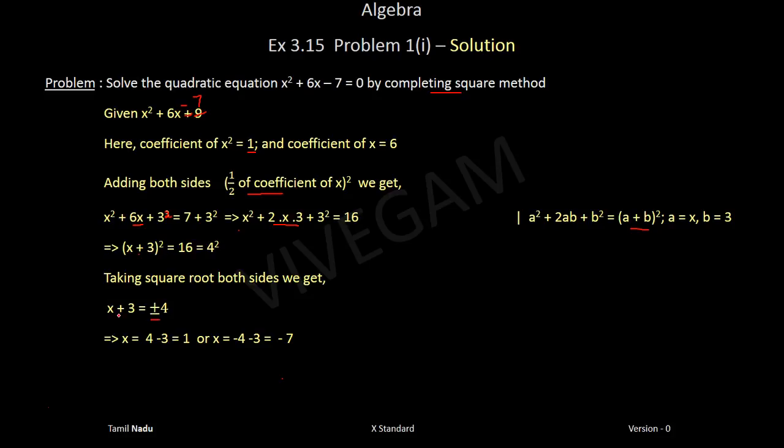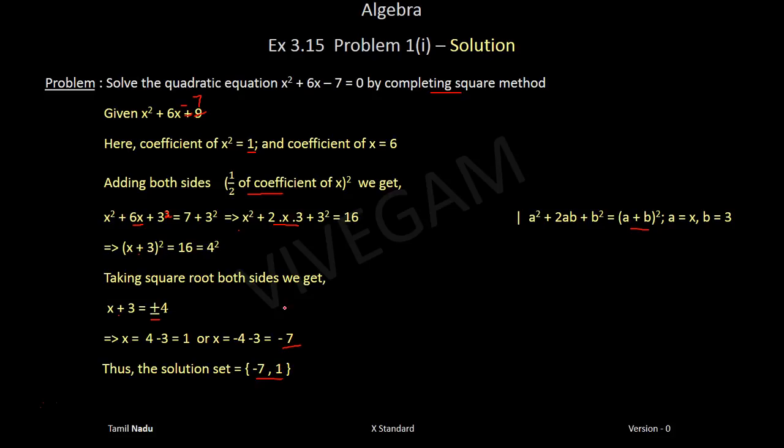So now the first thing is, let's take the plus sign. So x plus 3 will be equal to 4, or x will be equal to 4 minus 3, that is 1. And in the second case, x plus 3 will be equal to minus 4, or x will be equal to minus 4 minus 3, that is minus 7. So x will be equal to minus 7 or 1 are the two solutions.